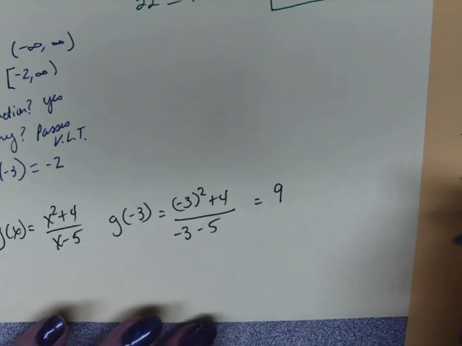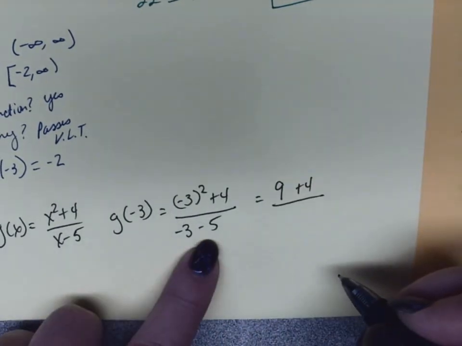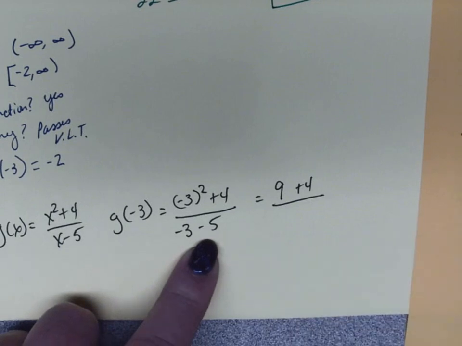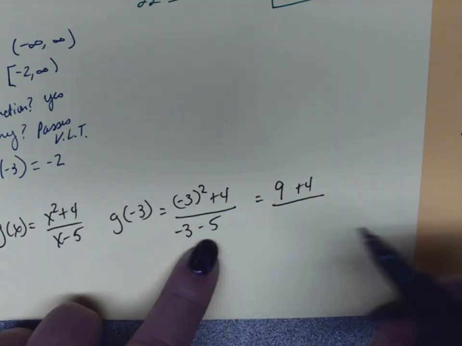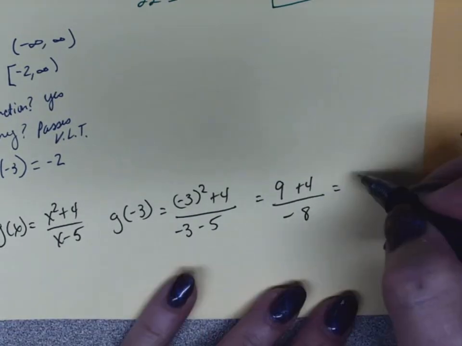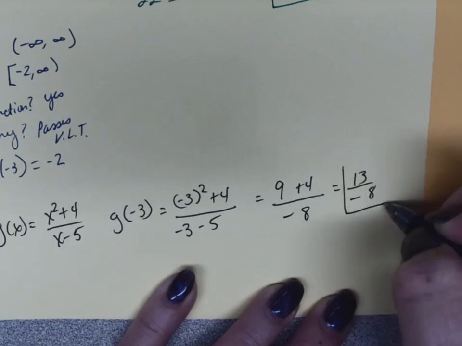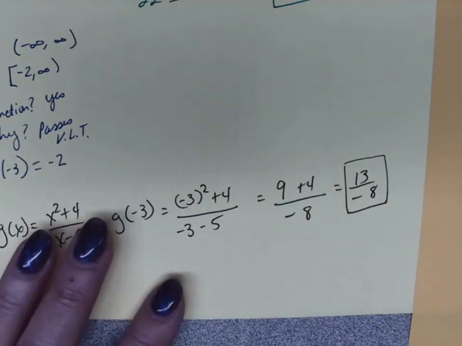And then 9 plus 4, and then -3 minus 5, they're both negatives. You're going to add and keep the sign. So 3 plus 5 is 8, keeping that negative will get us -8. So 9 plus 4 is 13 divided by -8, and that would be your answer for number 10.